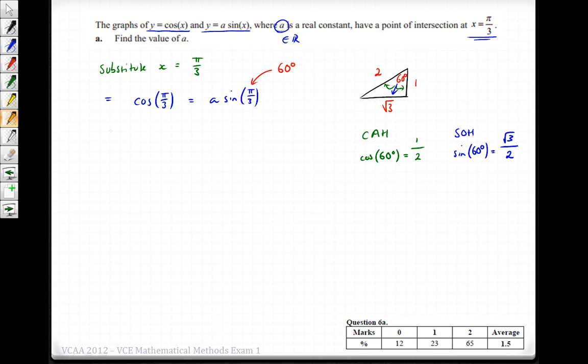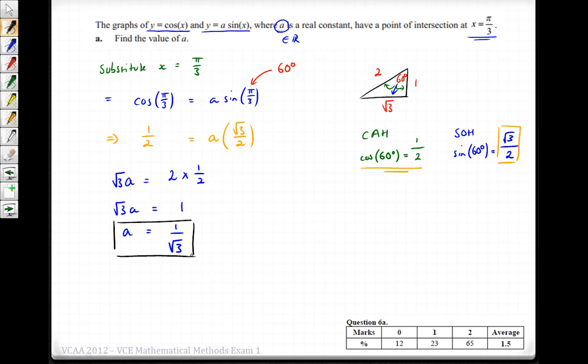So we can rewrite this as cos of pi on 3 is a half, equals sine of pi on 3 times a, so sine of pi on 3 is this root 3 on 2. So solving for a, we get root 3 a equals 2 by a half, so root 3 a equals 1, so a equals 1 divided by the square root of 3. And that's our answer for this question.